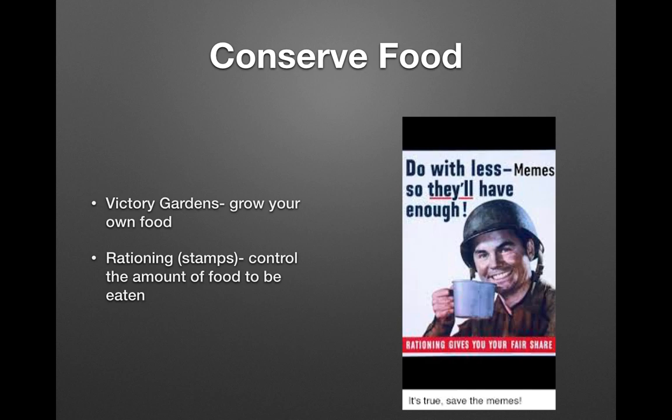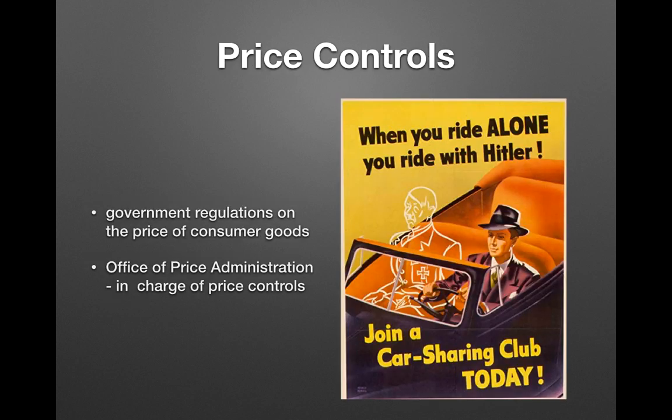Now, first thing, you got to conserve food. So do with less, so they'll have enough, is the idea of rationing. Okay, so in order to do this, victory gardens, you must grow your own food. Rationing, you had a stamp book and you controlled the amount of food to be eaten. The idea was that you would have something to serve.